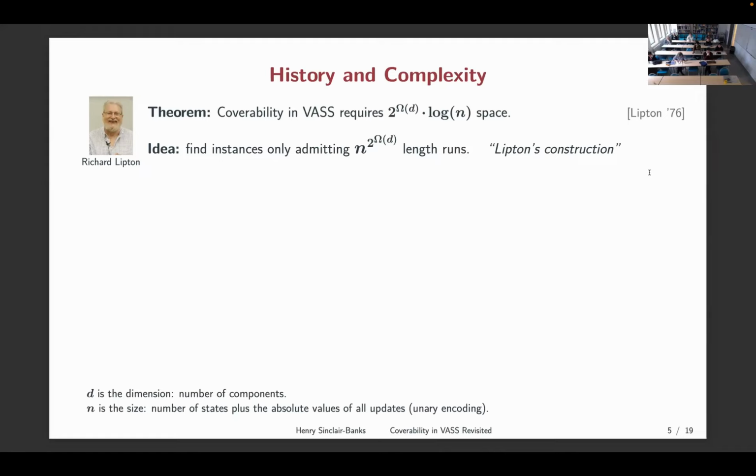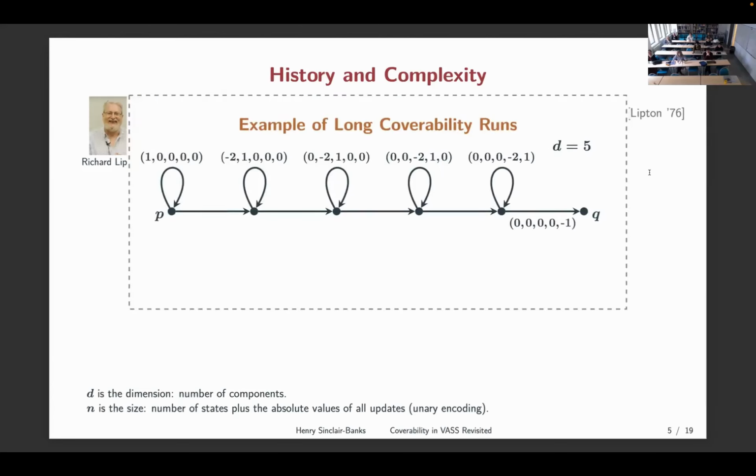How on earth does he do this? That's a whole presentation, but I'll give you just a flavor of a nasty-ish instance. The simple system, and I would like to show this as exponentially long runs of witness coverability. So suppose you're looking to witness coverability starting at P with 0 on all 5 components, and you'd like to get to Q with at least 0 on all 5 components.